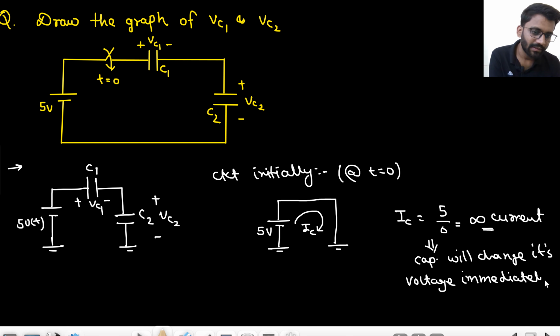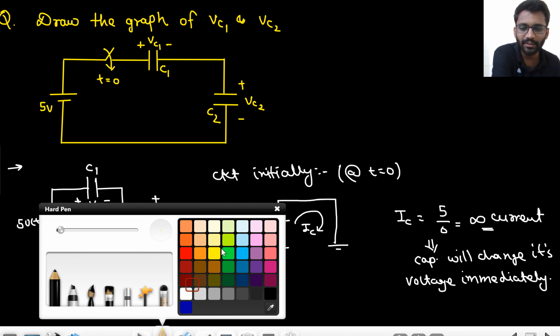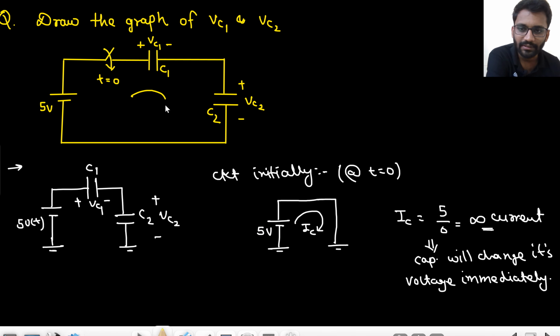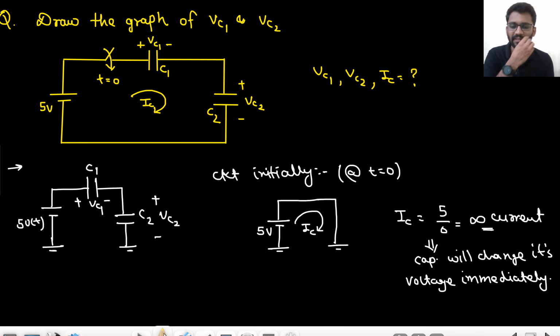How will they change? They will divide it in inverse proportion. Why is it happening? Because the current is the same in both C1 and C2. Whatever the current is, infinite current is there. We will find the value of current as well. So we need to comment on VC1, VC2 and IC. What will be VC1, what will be VC2 and what will be IC. So we need to comment on these three things.